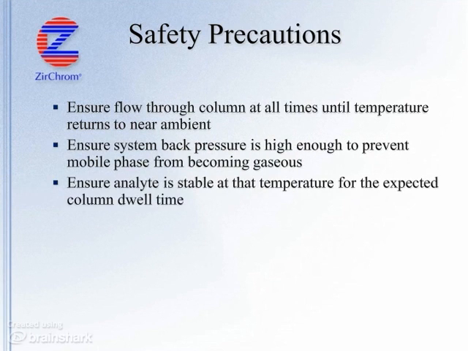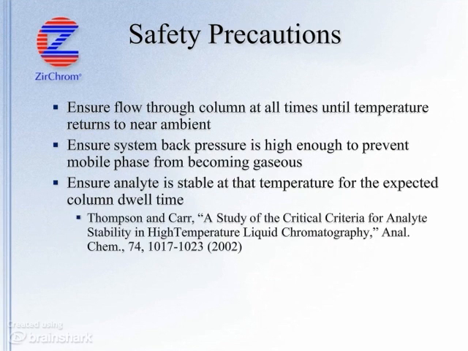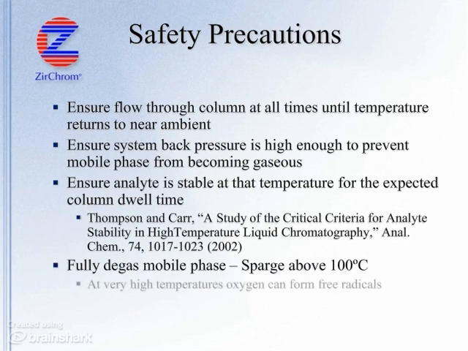We recommend using elevated temperature for analytes that are stable at the desired temperature and dwell time of the separation. A good starting point for learning more about analyte temperature stability is the 2002 analytical chemistry paper by Thompson and Carr. Finally, at temperatures above 100 degrees Celsius, we recommend employing a helium sparge. At very high temperatures, oxygen can form damaging free radicals that may shorten the lifetime of your column.